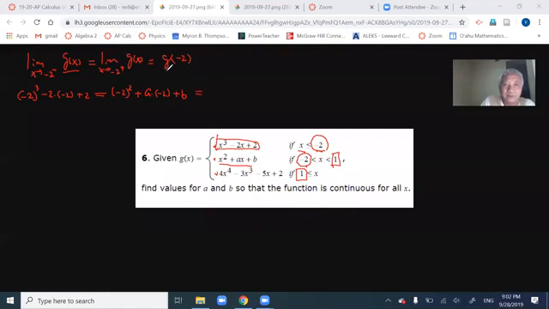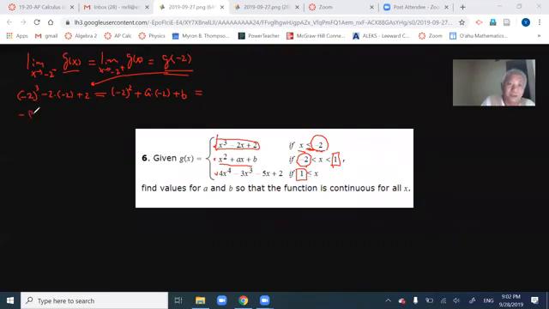And this one is the same as g(-2). g(-2) will be the same as this one, okay? Because x equals -2 is here. So that means you have this equation now, and then we just simplify from there. We get one equation about a and b.